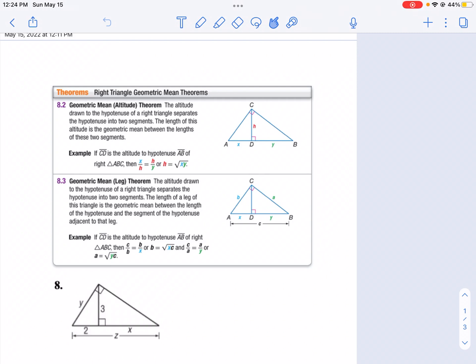Hello, let's take a look at problem number 8 on your assignment. On this question, we're going to be using our two theorems that we learned from our seminar. That is the altitude to the hypotenuse.